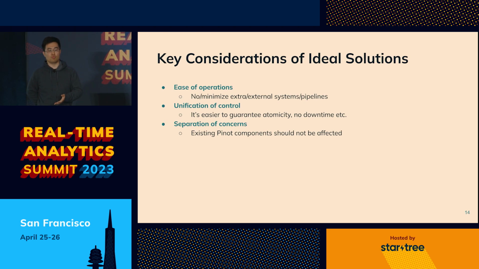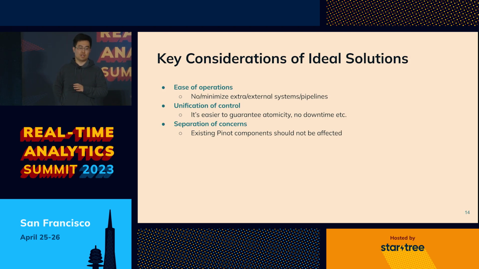The first consideration we have in mind is we want to make the operation much easier. So we want to minimize the dependency on third-party systems and pipelines. Ideally, there should be no other pipelines or systems needed. The second consideration is we want to unify the Pinot control. With this, it will be easier for us to guarantee the operation is atomic, and also that there's no downtime for the Pinot system itself.